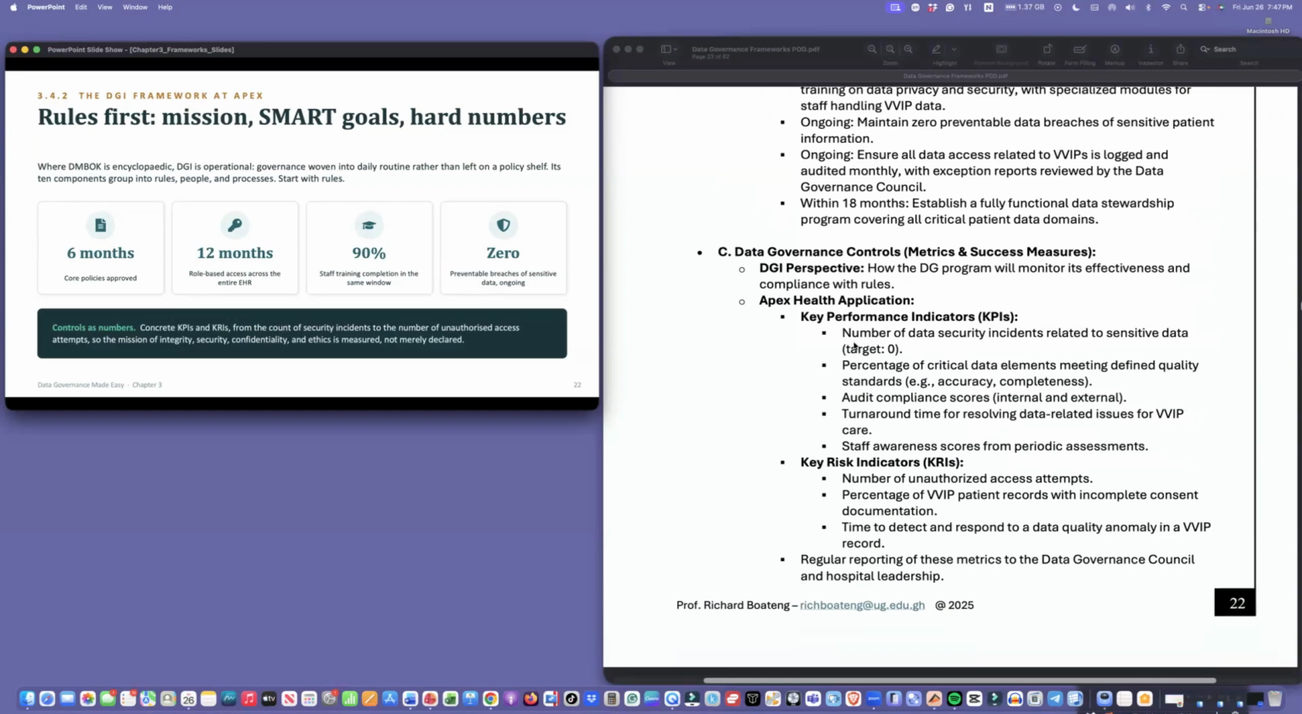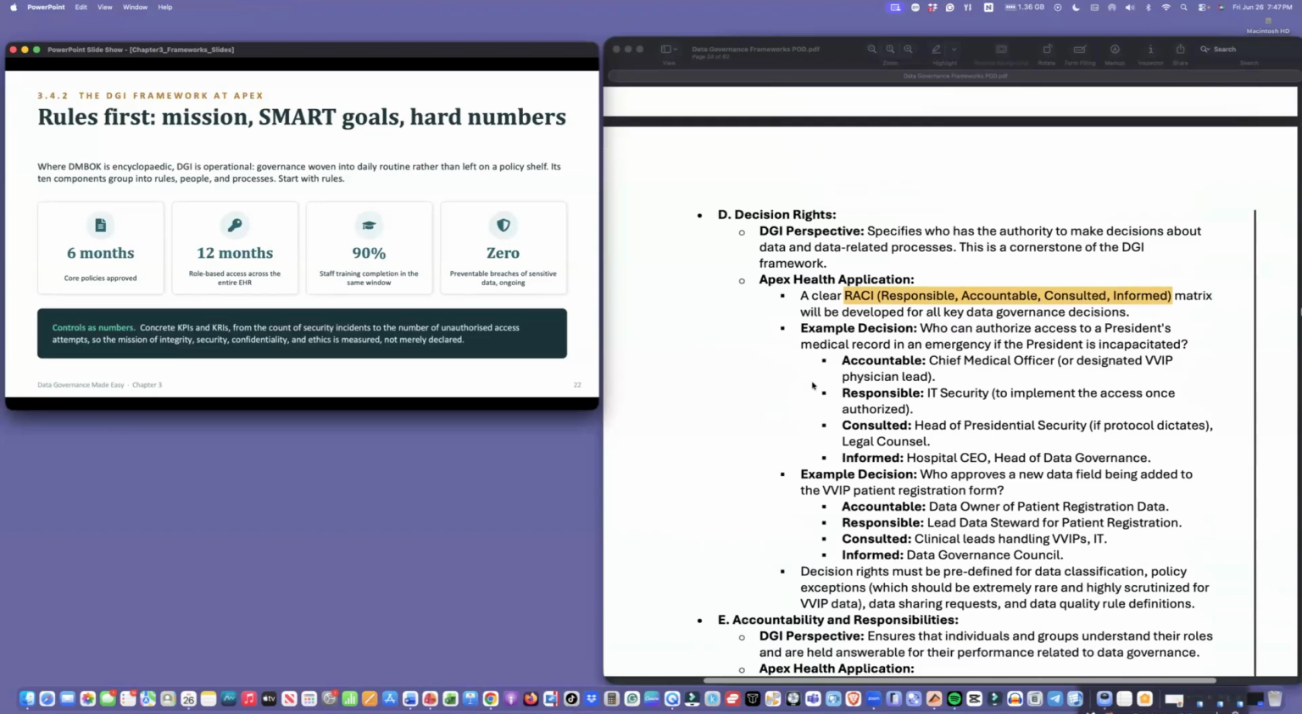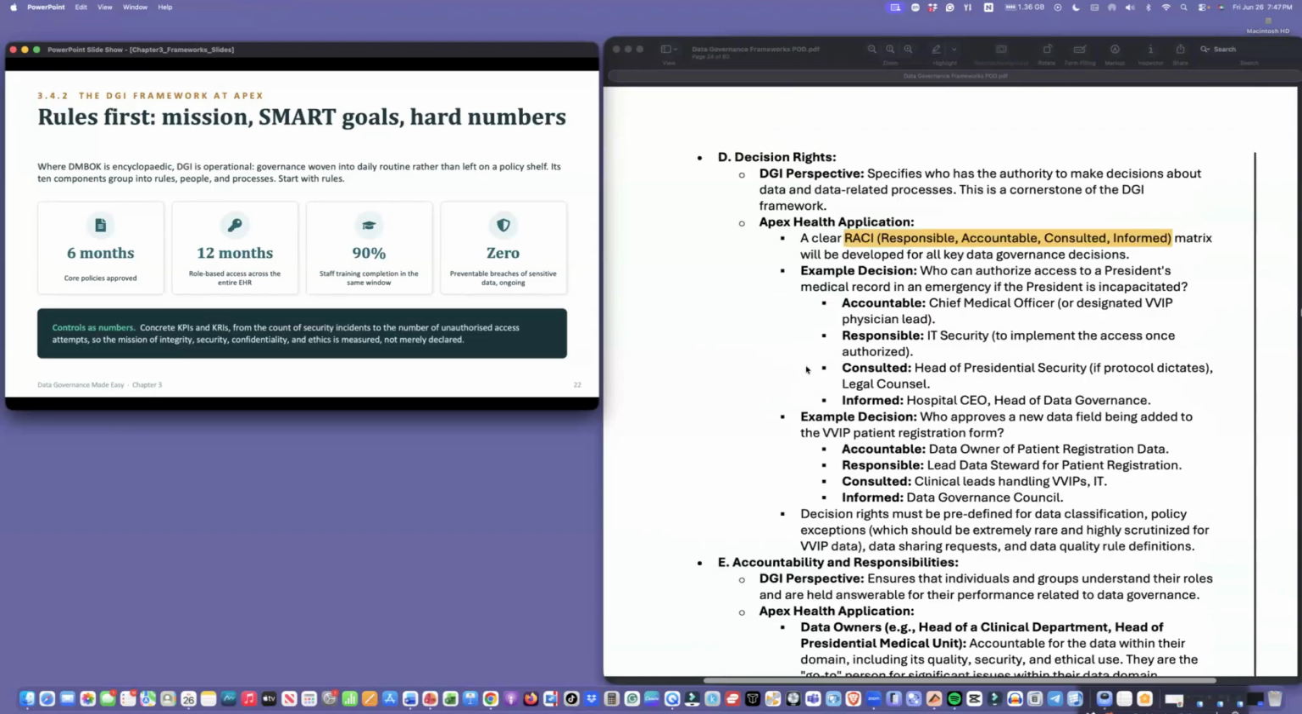So they are working together. They are not just putting rules, and the rules of engagement are not just written down. We are putting into action how we are going to measure it and how we are going to follow it closely. Then decision rights.